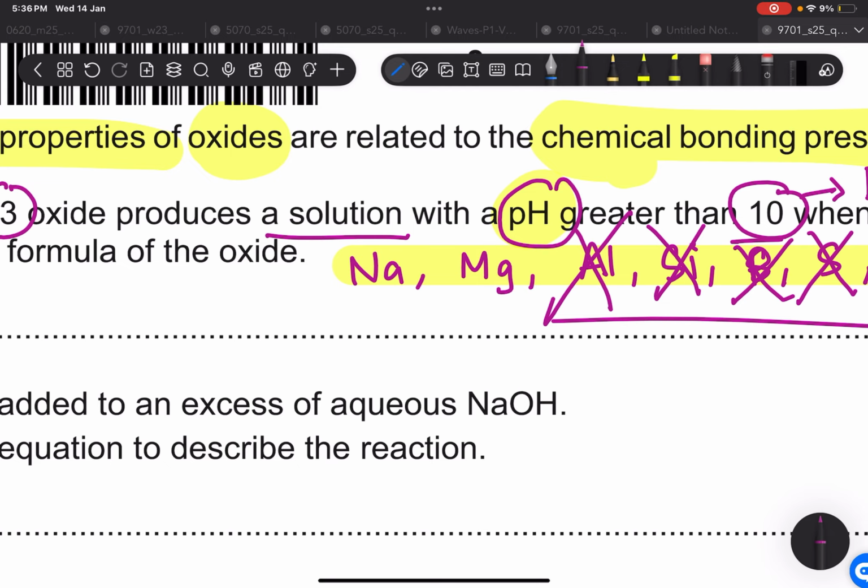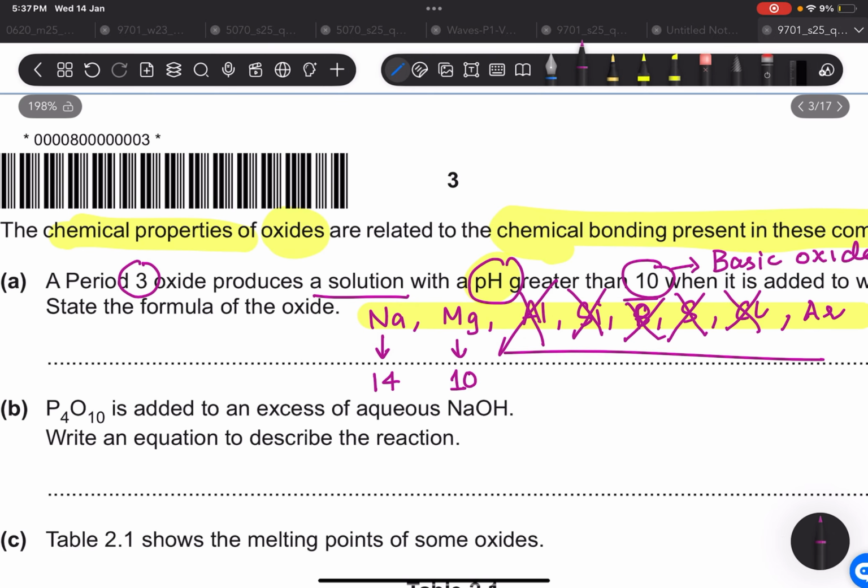Out of these two, you have to be good with the chapter of periodicity. You have to learn the periodicity well. In the book, if you go with the periodicity chapter, you're going to realize that your sodium oxide, when dissolved in water, gives you sodium hydroxide, which has a pH of 14. And when you dissolve your magnesium oxide in water, you get only magnesium hydroxide, and it gives you a pH of 10. So magnesium is going to give you a pH of 10, and sodium is going to give off 14. So pH greater than 10 will be of sodium oxide, and we have to state the formula of the oxide, so it's going to be Na2O.